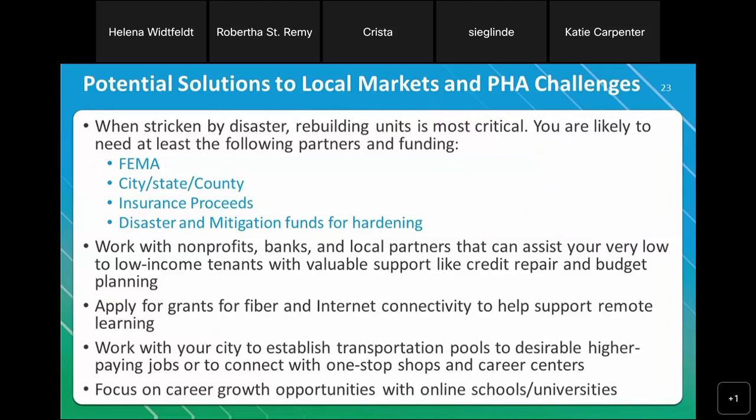Some of the solutions for local markets and overcoming housing authority challenges we can offer in this presentation, and they're not all inclusive, but especially when you're stricken by a disaster, and this is a highlight because there is a special HUD exchange session just on disaster and materials. When you have to rebuild units, of course, it's most critical and important when disaster strikes, or where do the tenants go, and what do you need, especially partners and funding. FEMA, especially when it's presidentially declared disaster, FEMA, you need your state, your city, your county.